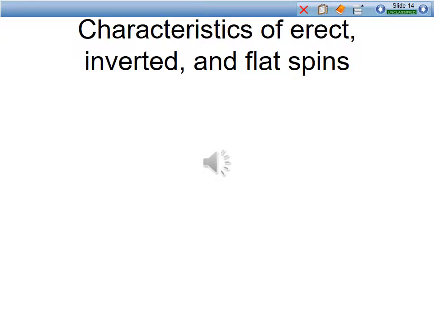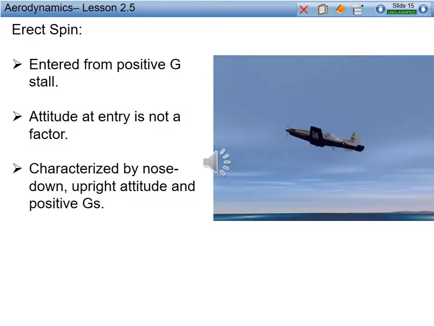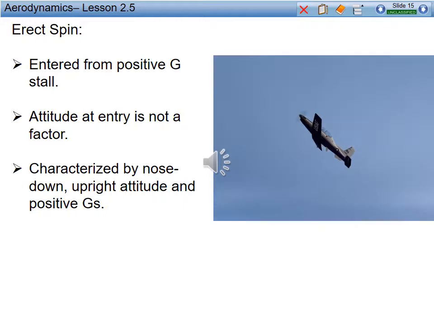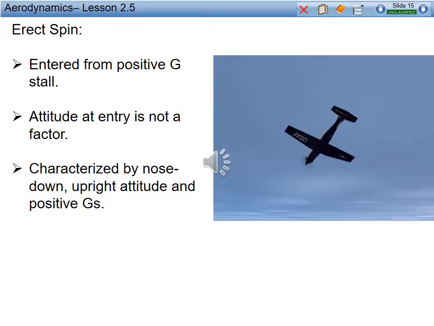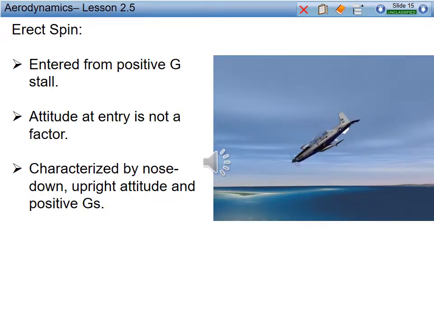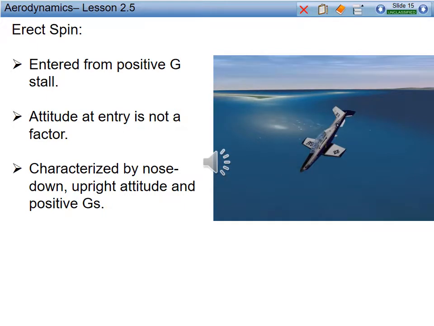Characteristics of erect, inverted, and flat spins. Erect spin is going to be entered from positive G stall. Attitude entry is not a factor and characterized by nose down upright attitude. With some positive G's on that, your butt is going to be sunk down into the seat.